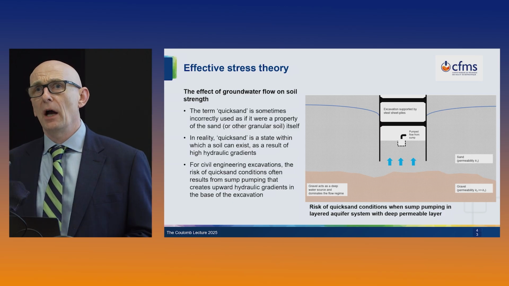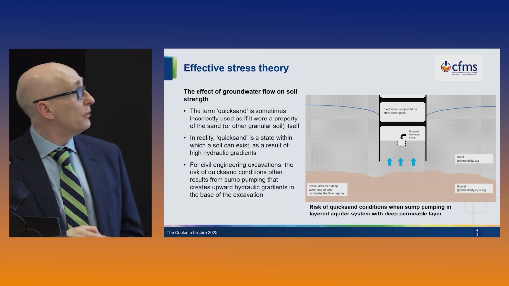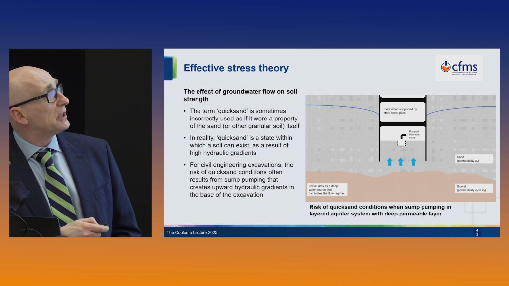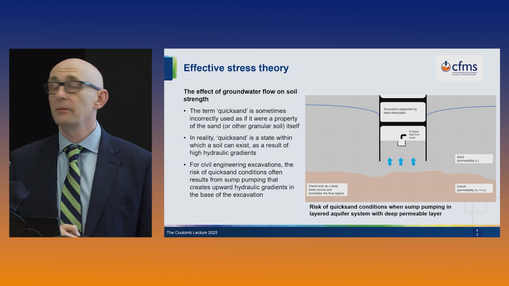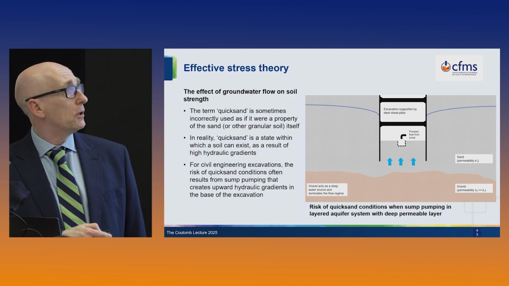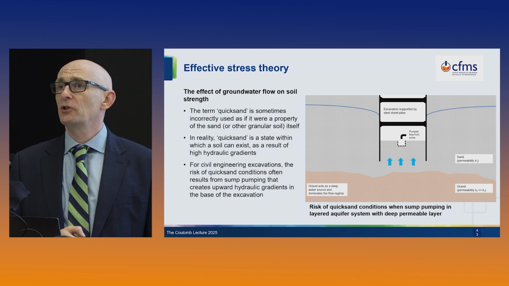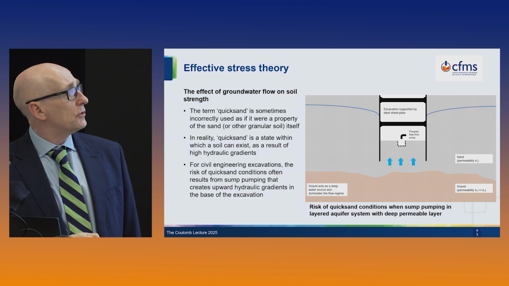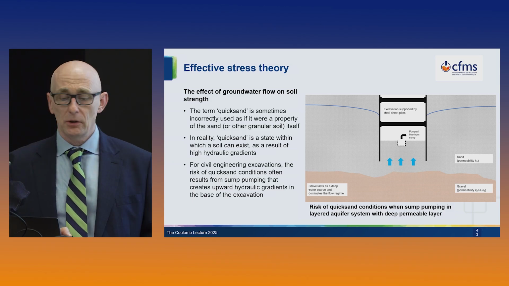So a classic case where quicksand's a risk is where you have an excavation that's steel, in this case say sheet piled, the sides are stabilised, and what we're going to do is just sump pump from the inside. And what you're doing is creating upward hydraulic gradients in this zone. A problem comes, let's say you have a slightly deeper permeable zone, maybe a gravel beneath you, then you're going to get a big concentration of upward flow in that zone.